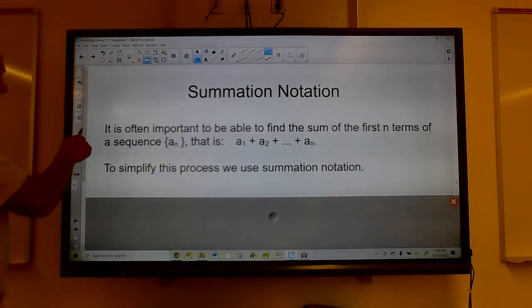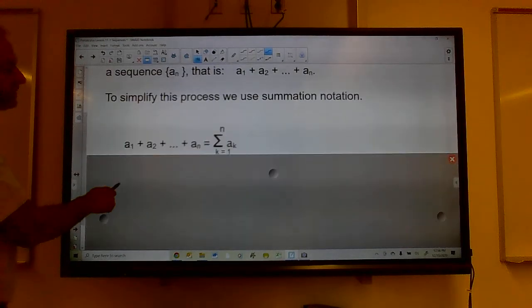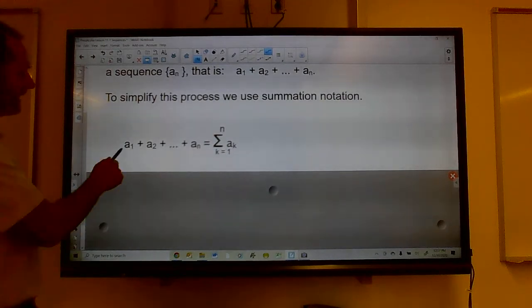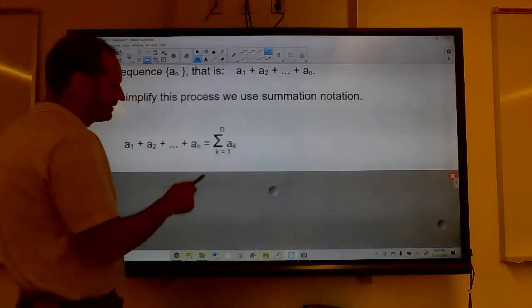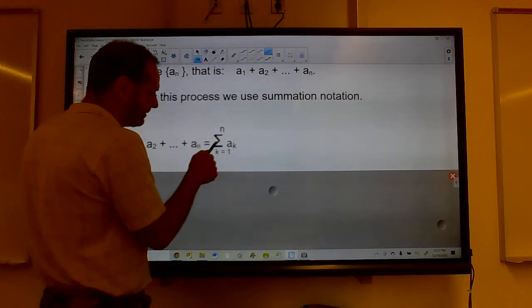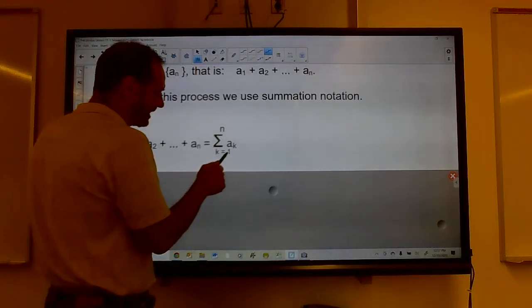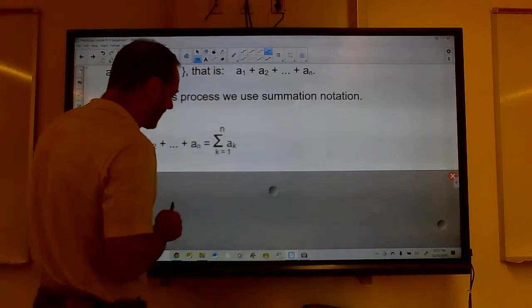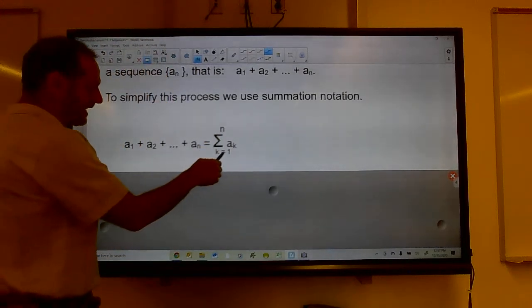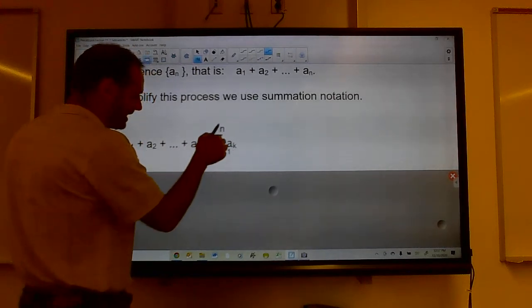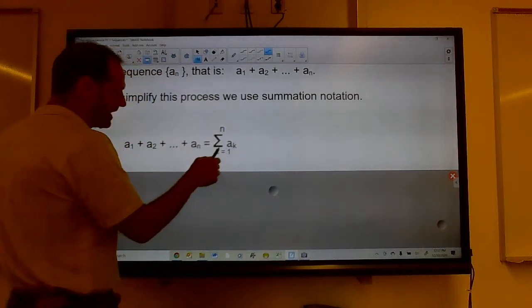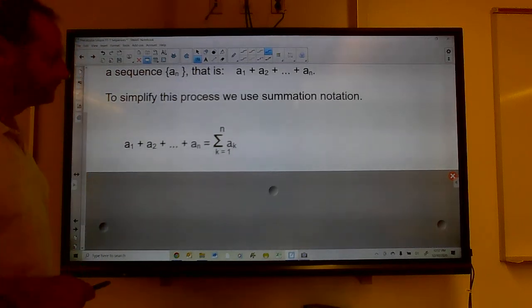To simplify this process, we use summation notation. So a sub 1 plus a sub 2 plus dot dot dot plus a sub n equals, you read this as the sum, this is a Greek sigma right here, capital S, the sum from k equals 1 to n of the a sub k's. So what that means is the k's go 1, 2, 3, 4, up to n, n's whatever this number is, and then you add up all those numbers.